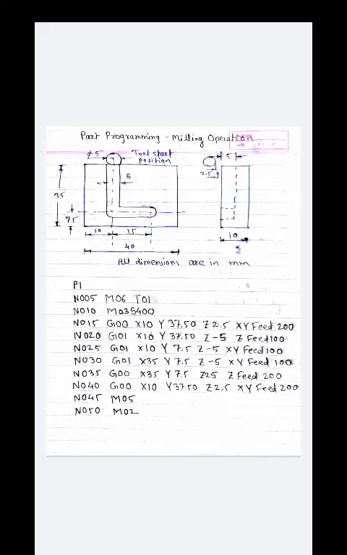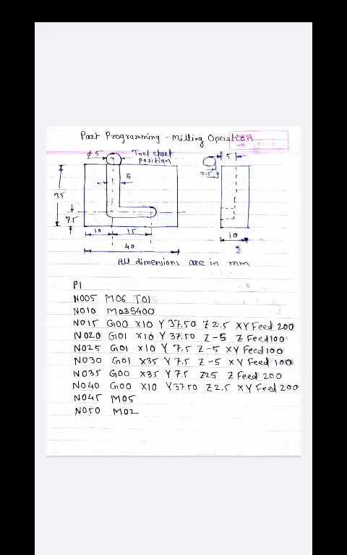Now we are going to give the second position. The second position is N025, G01, X10, Y7.5, Z minus 5, XY feed 100 mm per minute. That means our cutter should move to the corner of this L shape. So currently the position of the cutter is at the corner of the L shape.